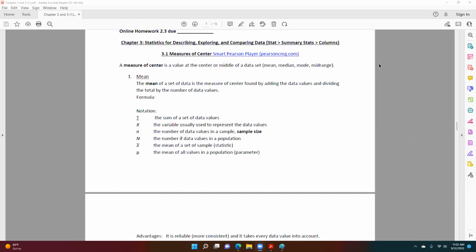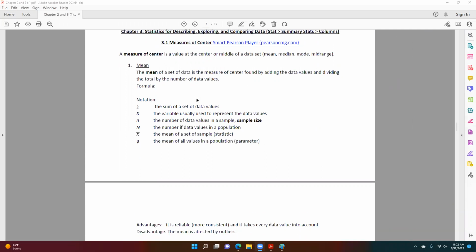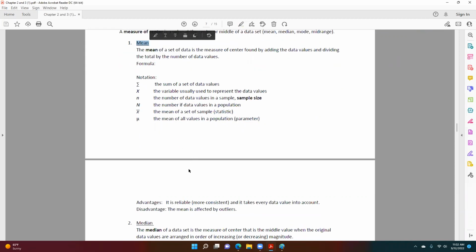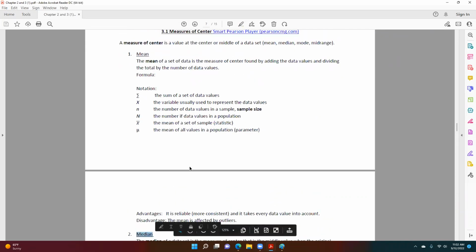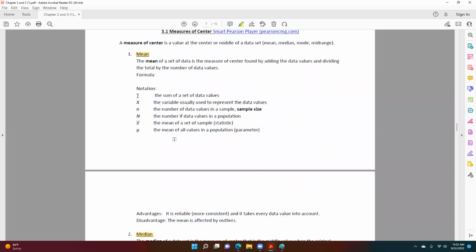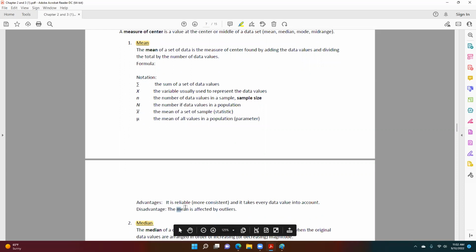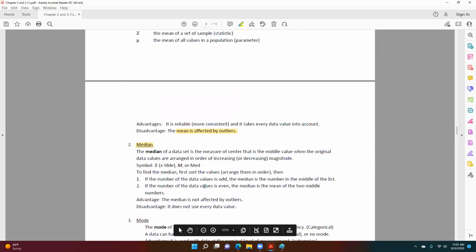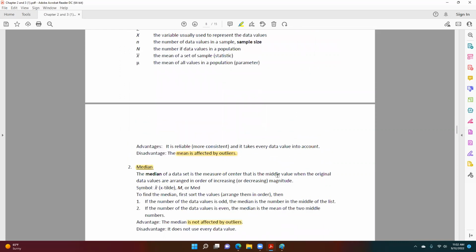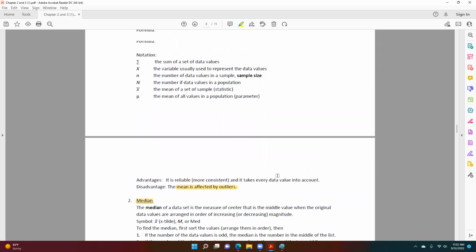Okay. So we talked about these two centers last Wednesday. We talked about the mean, and we also talked about the median. I just want to point out a few things that are very important about the mean and median here. First, the mean is affected by outliers, and the median is not affected by outliers. This is the most important fact that you need to know.